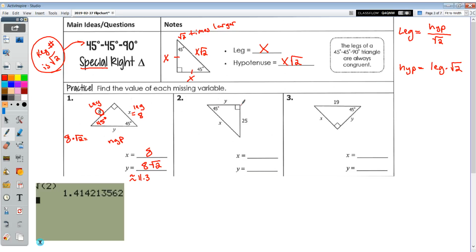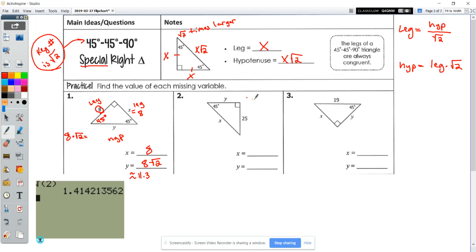Now, here we have another one. This is the same type of problem as this first one here. Notice that's a 45, 45, 90. The number that I have is a leg. This is also a leg, and this is my hypotenuse. So with this problem, the other leg, right, the legs are equal. So this leg is going to be 25.